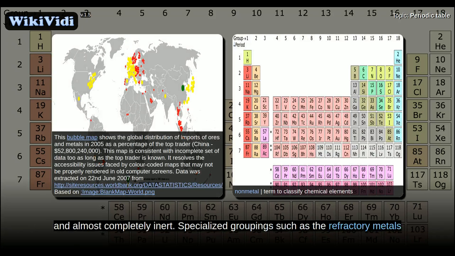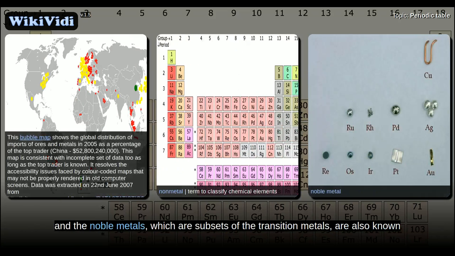Specialized groupings such as the refractory metals and the noble metals, which are subsets of the transition metals, are also known and occasionally denoted. Placing the elements into categories and subcategories based on shared properties is imperfect. There is a spectrum of properties within each category, and it is not hard to find overlaps at the boundaries, as is the case with most classification schemes.